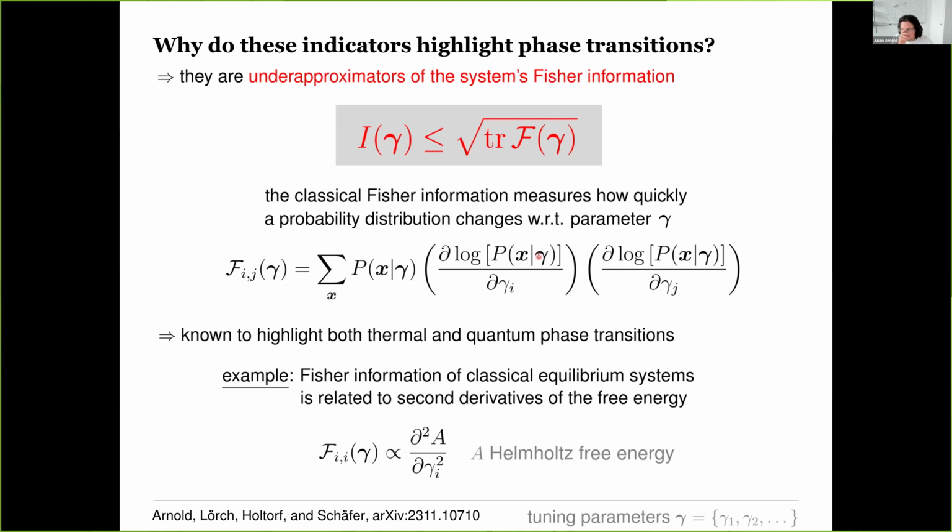Which can be something like, for example, let's say you have two parameters like temperature and the magnetic field, then you would vary both of them at the same time.